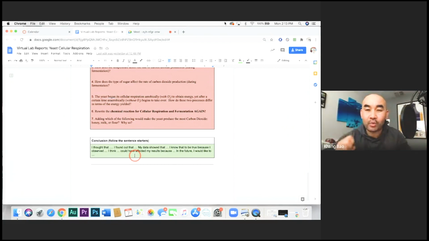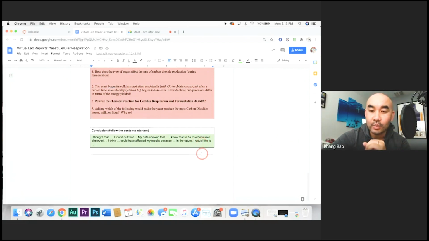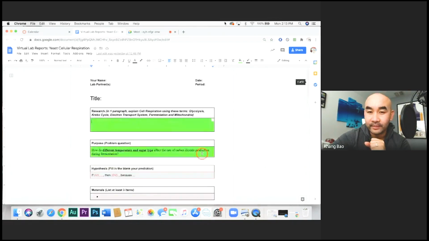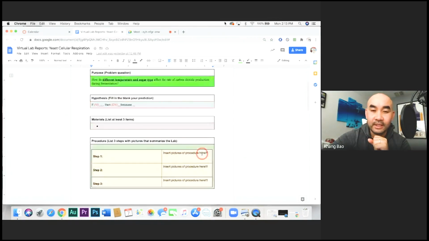What's wrong with this experiment? There's usually a mistake in the experiment because you have to do it multiple times to get something correct. In the future, I would like to. So if you have to do this experiment again, what would be the change you would make? All right. And once you're done, save this as a PDF and turn it in.